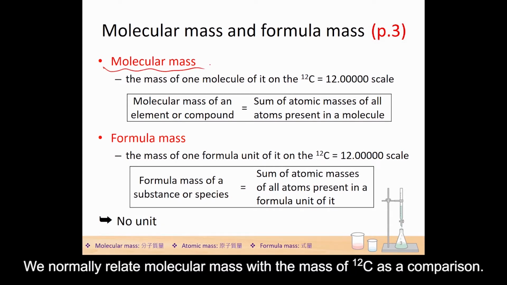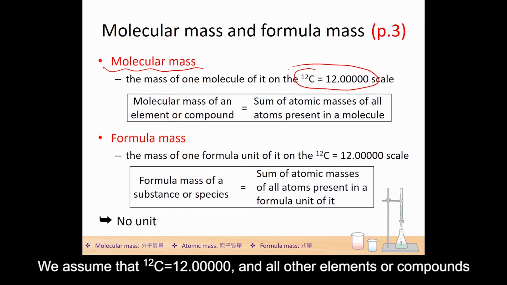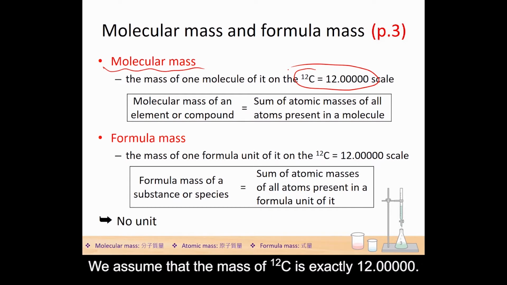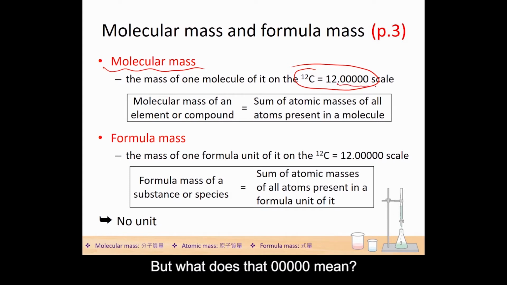We normally relate molecular mass with the mass of carbon-12 as a comparison. We assume that carbon-12 equals 12.00000, and all other elements or compounds will be compared with carbon-12. We assume that the mass of carbon-12 is exactly 12.00000. But what does that 0.00000 mean? It means the number is of high accuracy. It is accurate to this decimal place.